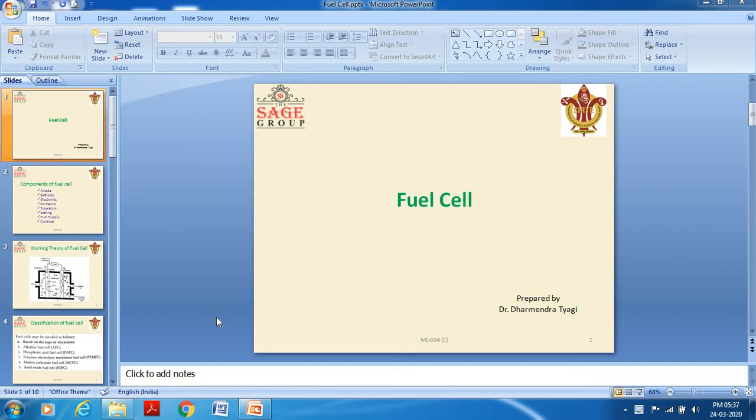A fuel cell is an electrochemical device in which the chemical energy of a conventional fuel is converted directly and efficiently into low voltage direct current electrical energy. Fuel cell systems generally operate on pure hydrogen and air to produce electricity.